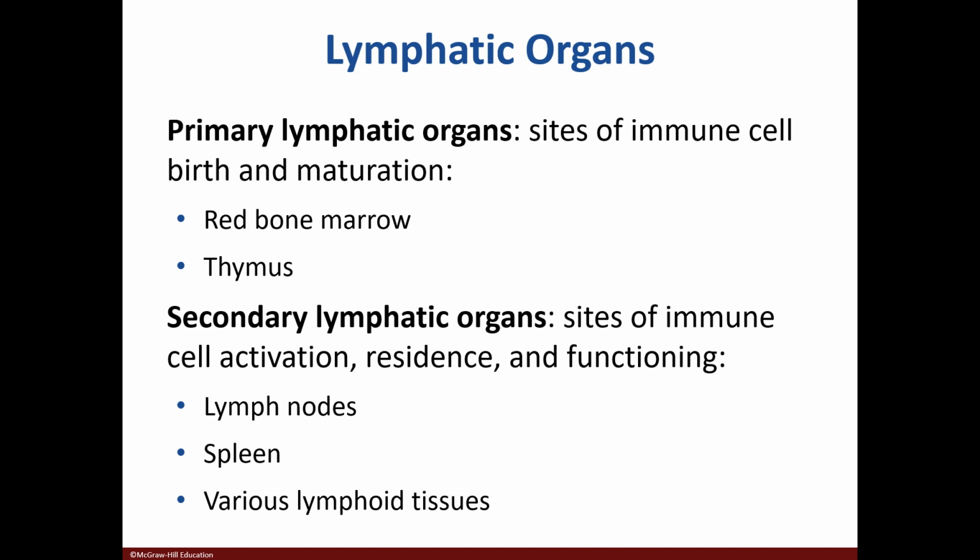The primary lymphatic organs are areas in which immune cells are born and mature. They include the red bone marrow and thymus. The secondary lymphatic organs are areas where immune system cells are activated and where they reside and function. They include the lymph nodes, spleen, and other lymphoid tissue.